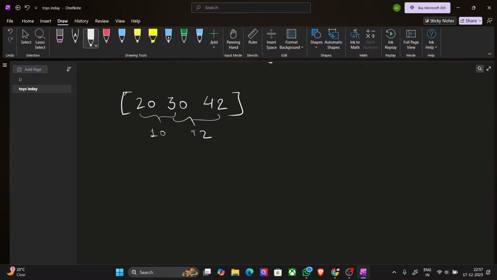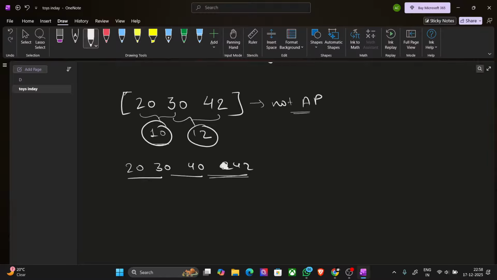Yeah, I am explaining my GCD. As you can see, this 10 and this 12 are not equal, so the array is not an AP. Now, if I have to make this an AP, I cannot take 10 as the original difference for the AP. If I take this 10, the answer will be like this, or I can say 42. This is in AP, this is in AP, but again, this is not in AP.